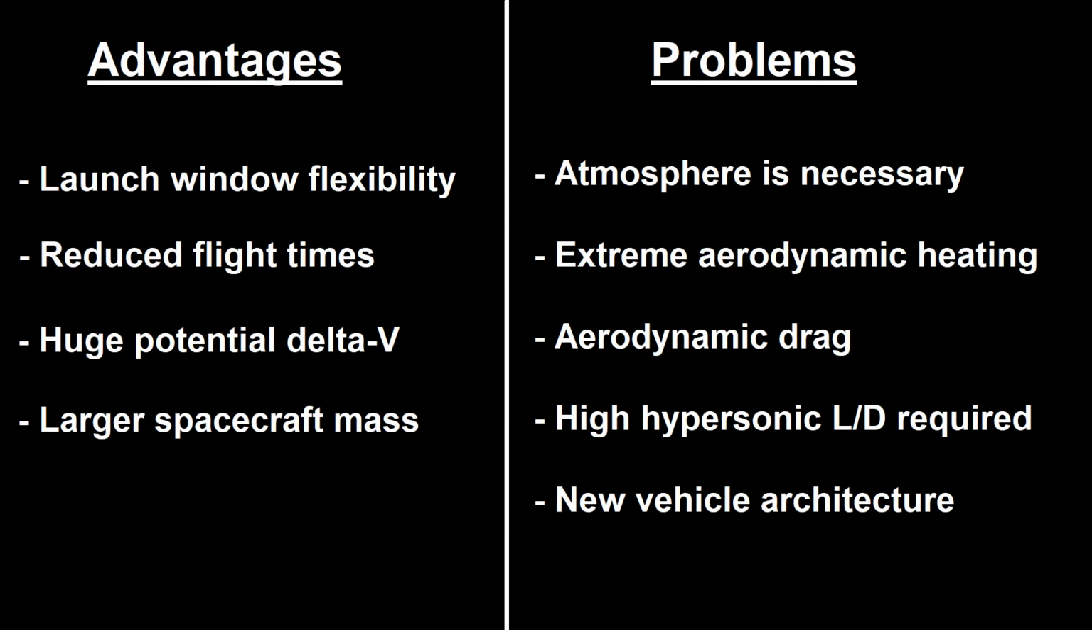Let's finish with a quick summary of the pros and cons. Starting with the problems, an aerogravity assist flyby can only happen at planets or moons which have a measurable atmosphere. Fortunately for us, we have Mars and Venus right next door.